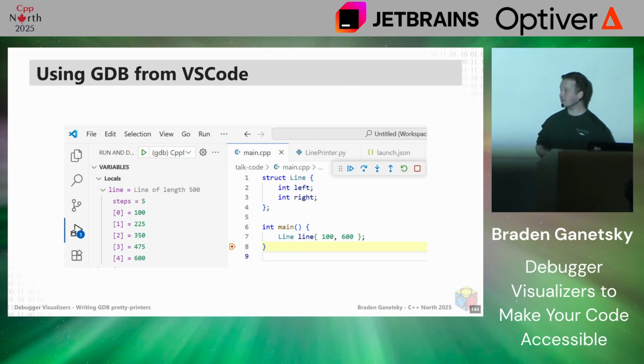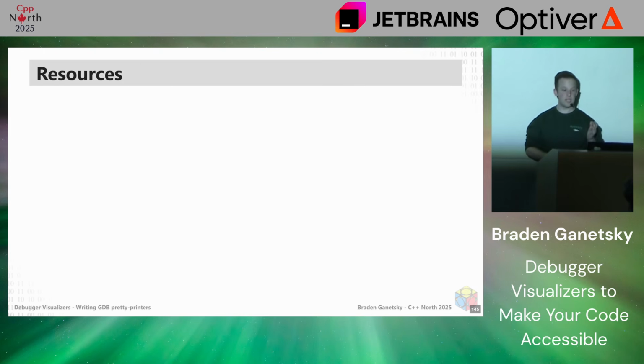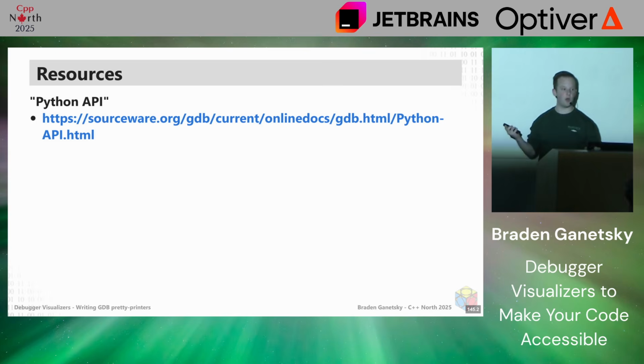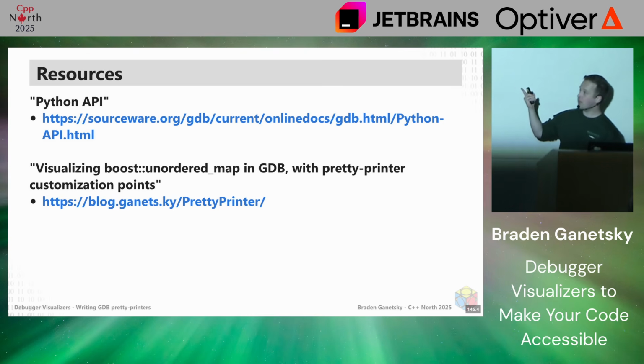This is the kind of stuff I use at work. Obviously I don't write this code, but this is the kind of stuff that I use, just to make my developer experience a lot better. I want that to be the case for all of you as well. So here are the 2 resources I'm going to list. There's the Python API at the official GDB documentation. It is a very good read. I have read through probably most of it at this point. And then I have an article called Visualizing Boost Unordered Map in GDB with Pretty Printer Customization Points, which goes into more detail of some complicated pretty printer stuff that I did.